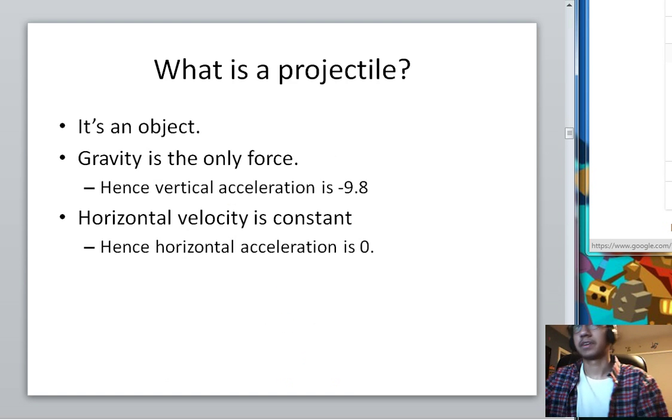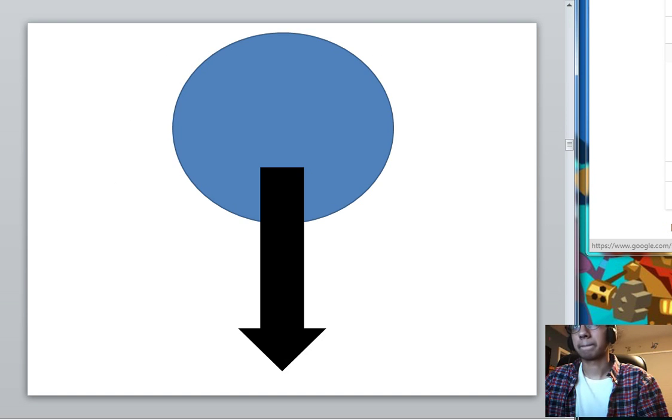Anyhow, a projectile is an object where gravity is the only force, and hence vertical acceleration is negative 9.8, and horizontal velocity is constant, hence horizontal acceleration is 0. This is the force diagram for basically every projectile, because you can see there's only gravity and no other forces acting upon the object.